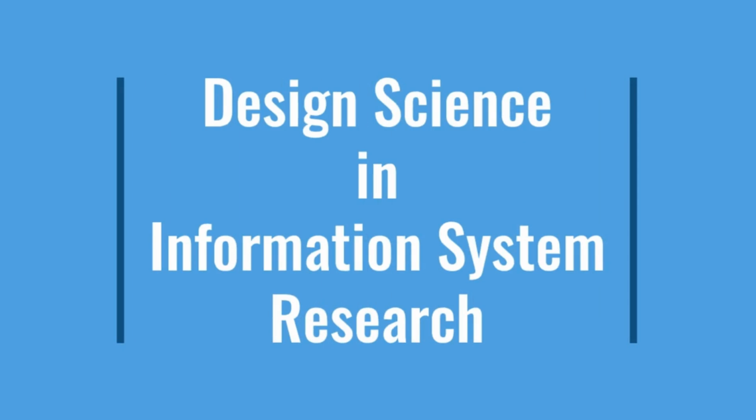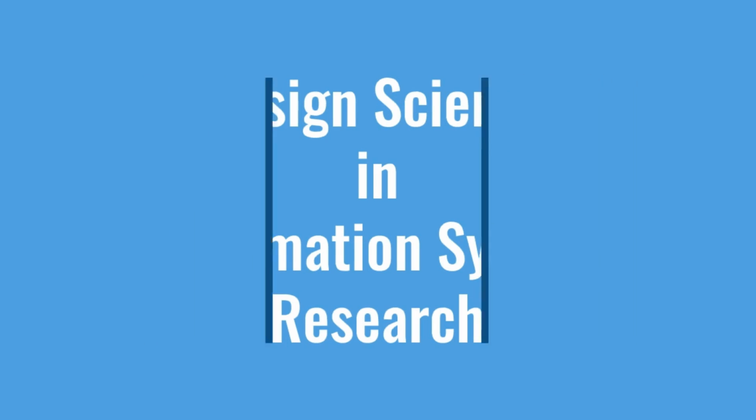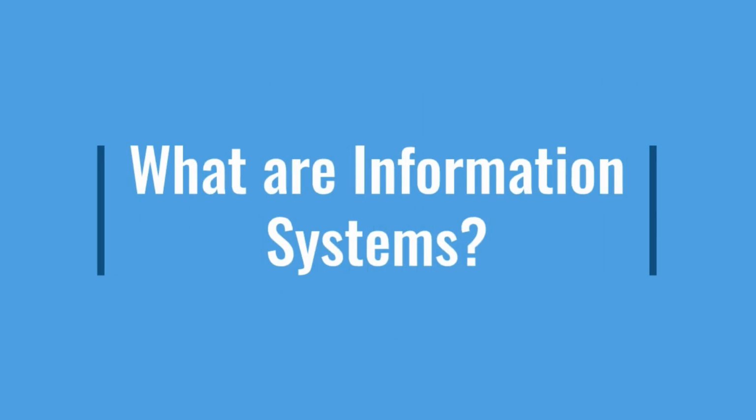Today, we're going to be talking about design science in information systems research and give clear guidelines for understanding and evaluating research. So let's start by talking about what are information systems.